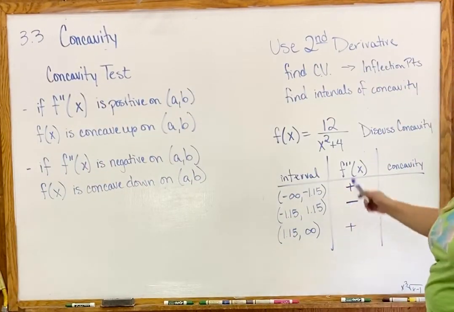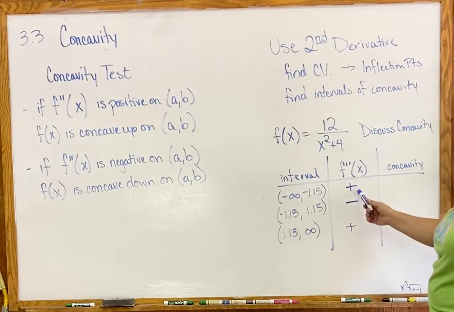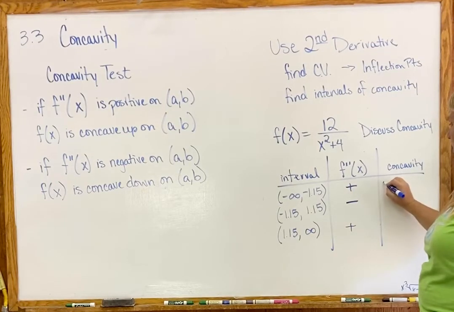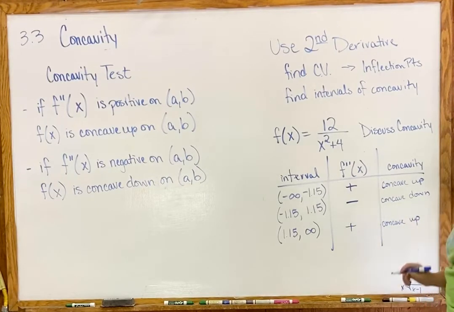So we're working on our table here. We've discovered where the derivative is positive and then negative and positive. So when this says that it is positive, that means that we are concave up. Then we're going to go concave down, and then we're going to be back to a concave up. Okay, so that's how we use the second derivative to look at concavity.